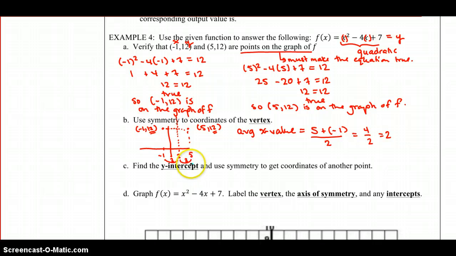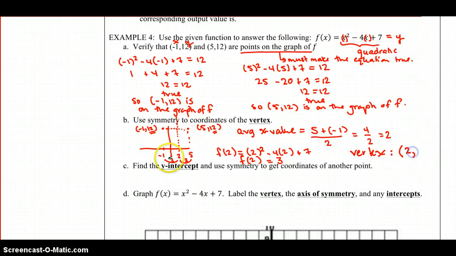And so now to get the y-coordinate, we would need to see what the output for an input of 2 is. So f of 2, we would get 2 squared minus 4, and again parentheses around the variable before we substitute. And so f of 2, we would get 4, take away 8, plus 7 gives us 3. And so our vertex, the input would be 2, midway between -1 and 5, and then when we plug that in the function, it gave us a corresponding output of 3. So our vertex would be at the point (2, 3).